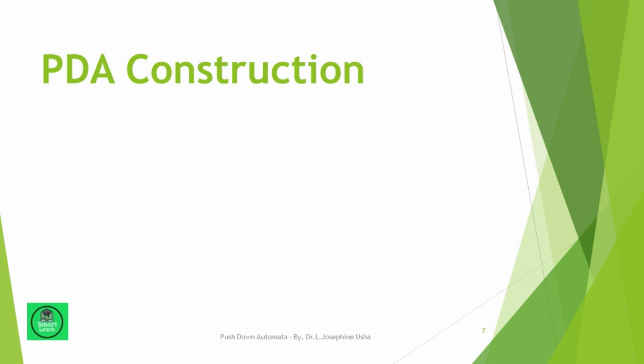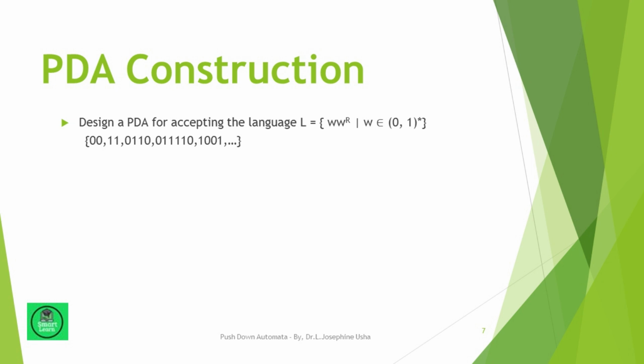So next we go for the construction of PDA. How can we construct the PDA for a language? Consider we have a language L = WW^R, where W is an element of {0,1}*.